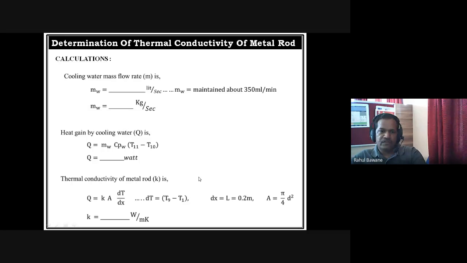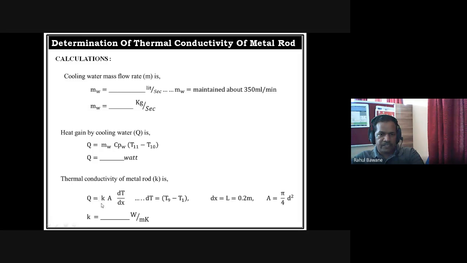Next, the thermal conductivity of the metal rod. There are many kinds of experimental setups where the metal rod is divided into three segments, first, second, third, at different distances, and accordingly we get different values for K. But our experimental setup is very simple, so we don't make any divisions. As per our setup, we calculate the thermal conductivity of the metal rod using Fourier's law of heat conduction, that is Q equals K A dT by dx.